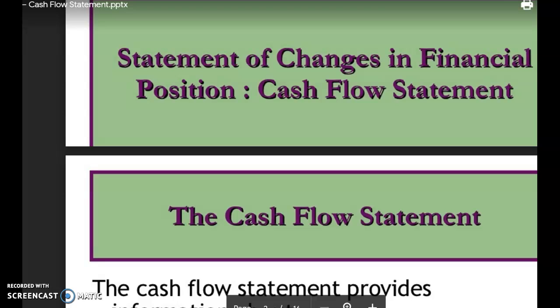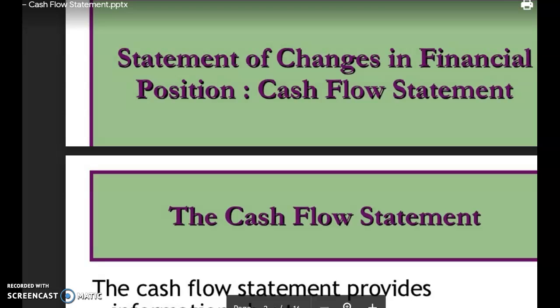This lesson is important not only from the theoretical point of view but also from the practical point of view. But first of all, we start understanding what cash flow statement is and what is the need of preparation of this cash flow statement. Also, what are the objectives of cash flow statement and what are the uses or significance of cash flow statement. So we start with the meaning of the term cash flow statement.